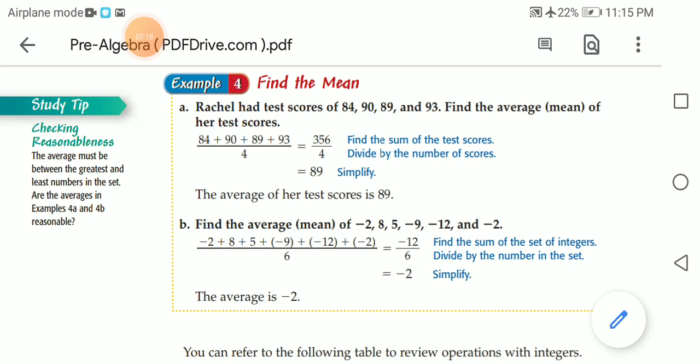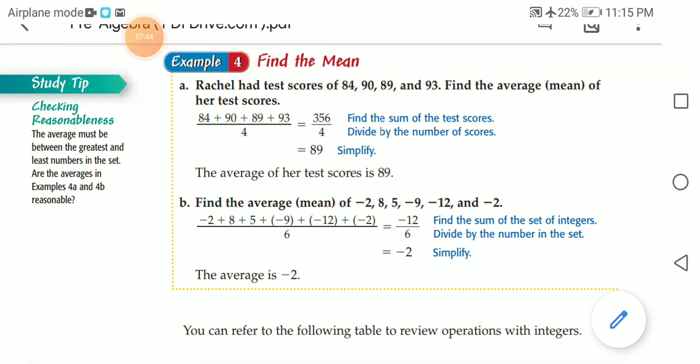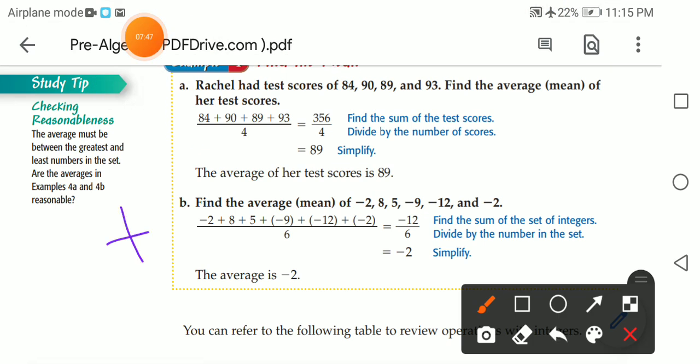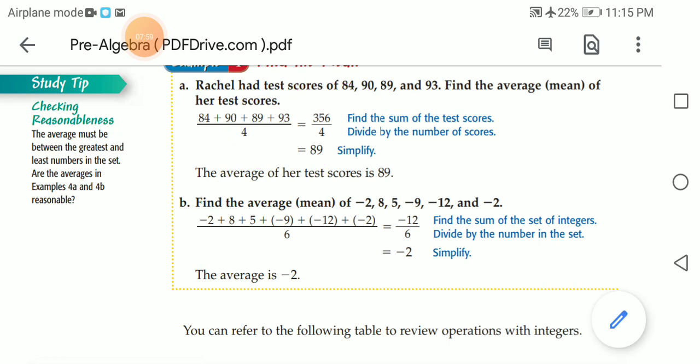B. Find the average of negative 2, 8, 5, negative 9, negative 12, negative 2. What should I do? I add all the numbers, the integers, negative 2 plus 8 and so on. Remember to put the negatives in brackets here. Why? I can't write a positive sign beside a negative. I can't say it like this. Positive, negative 9, put it in brackets. It's more appropriate to do that.